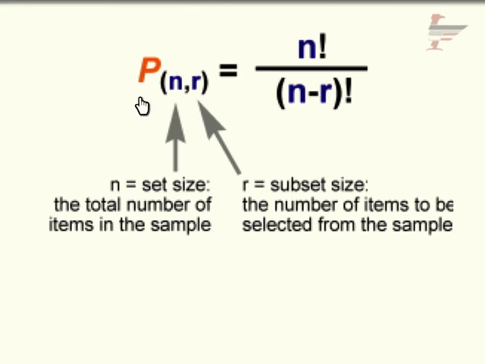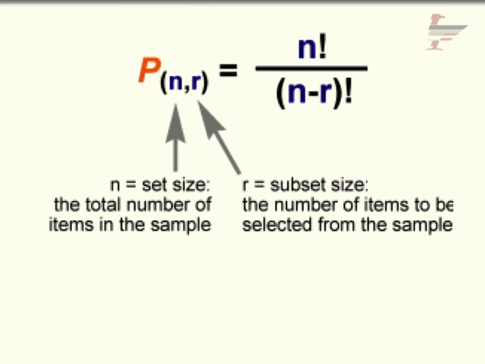So P stands for permutation. N is the set size, so that would be the total number of items in your sample. And R is your subset size, so that's always going to be smaller, because a subset is a part of your whole set, right? So that's going to be the number of items that you want to be selected from the sample.